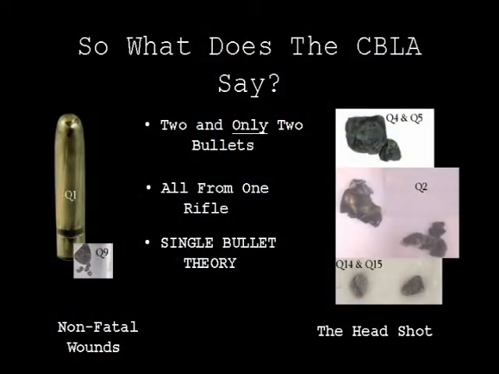What does the CBLA say? NAA is a technique to get at the chemical profile of material. Henry Lee mentioned another technique last night called ICP. They both fall under the same umbrella of comparative bullet lead analysis. That's the big issue we're talking about, comparative bullet lead analysis. It's abbreviated CBLA. Here you have your ballistics fragments.